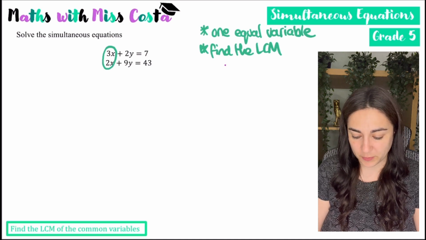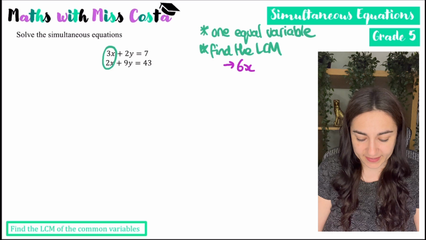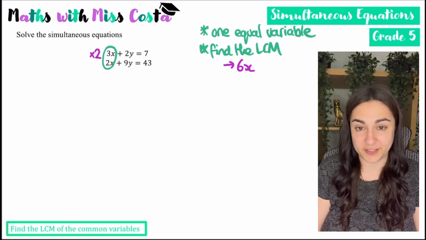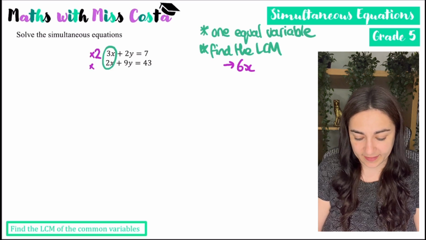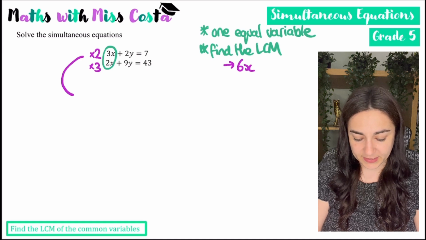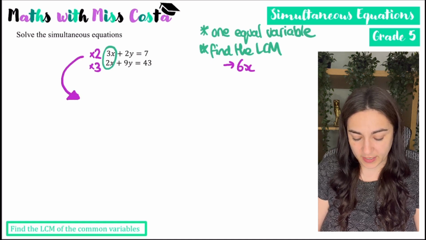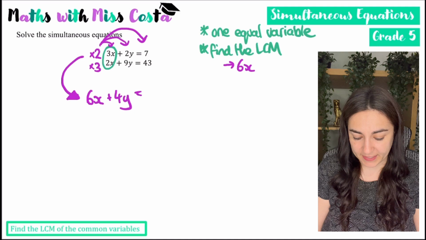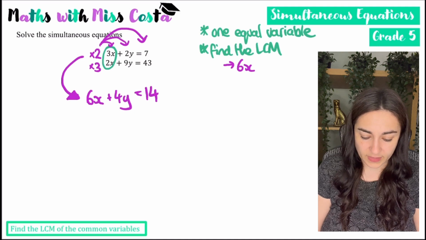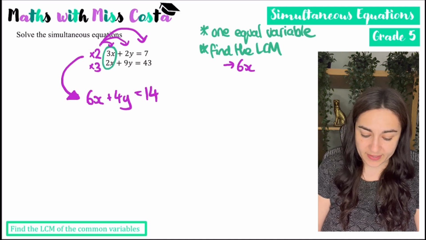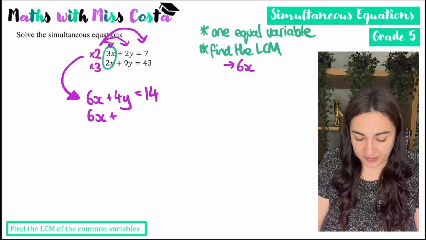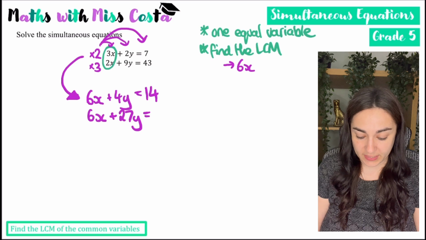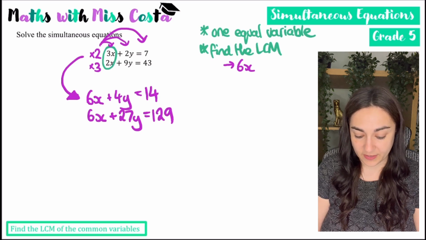So the lowest common multiple in this case is going to be 6x. So I'd have to multiply this whole equation by 2 in order to get this to 6x and this whole equation by 3. So let's just do that step by step. 3x times 2 is 6x. 2y times 2 is going to be 4y. And 2 times 7 is going to be 14. Similarly, with the equation underneath, 3 times 2x is 6x, 3 times 9y is going to give me 27y, and 3 times 43 is going to be 129.